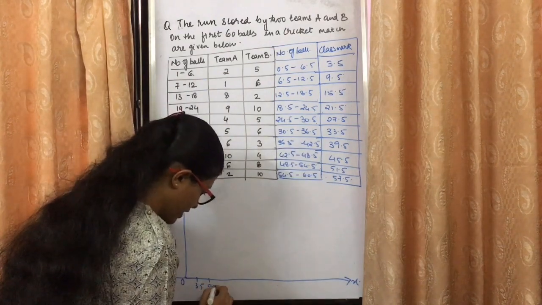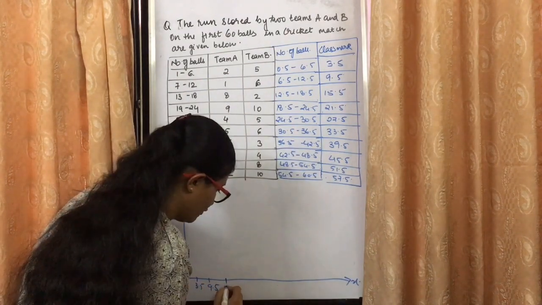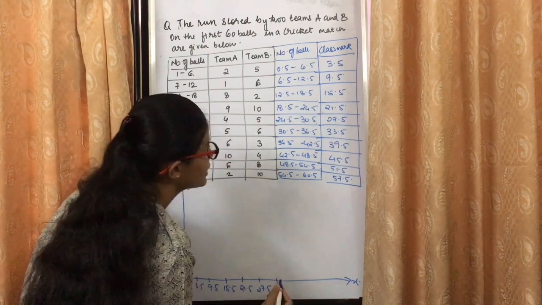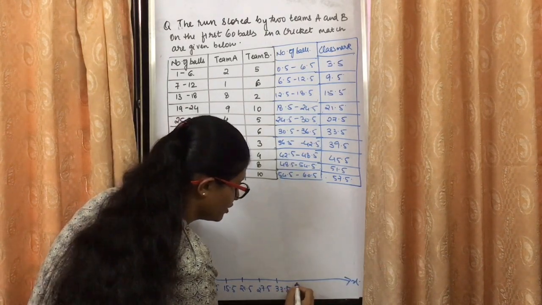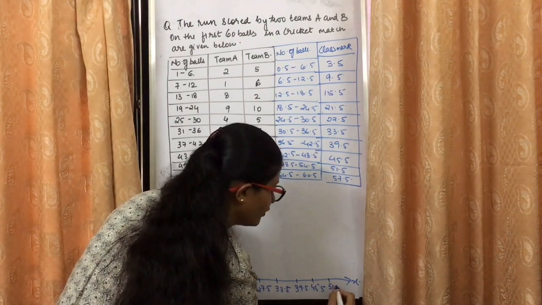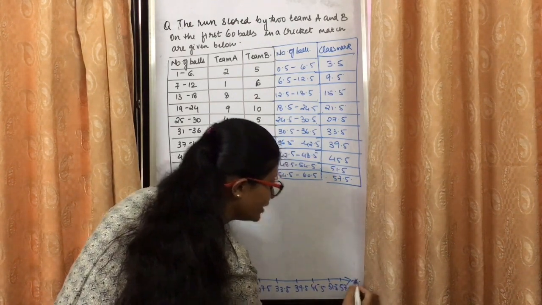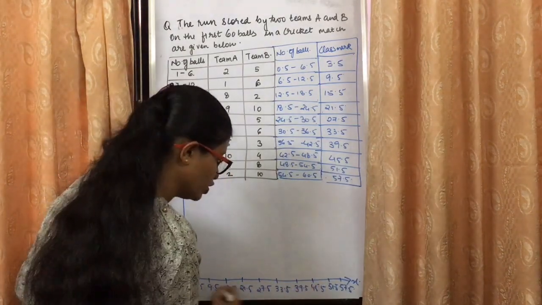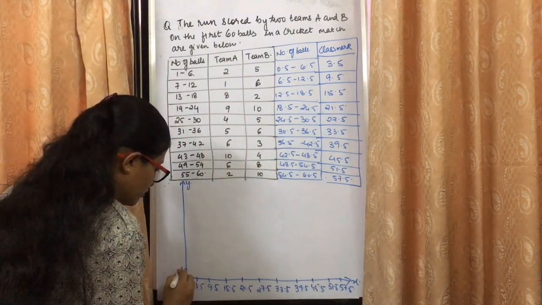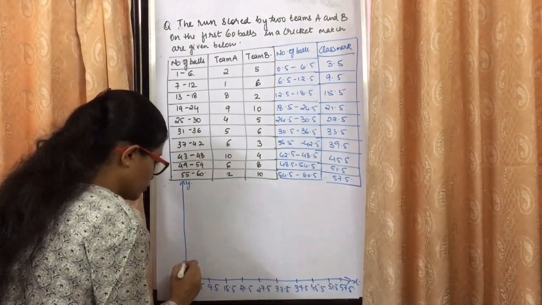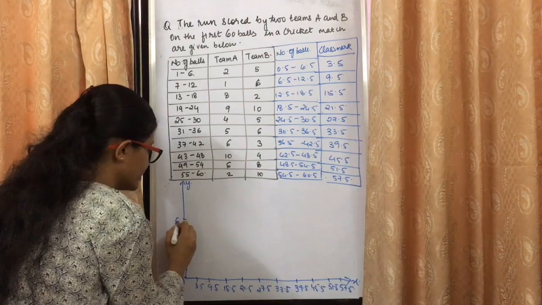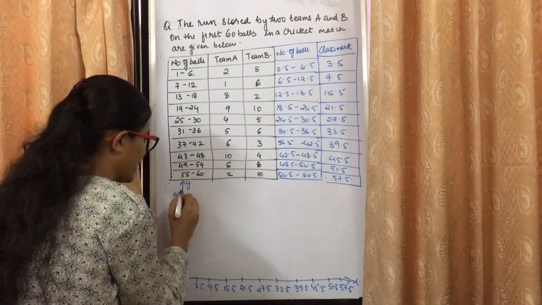3.5, 9.5, 15.5, 21.5, 27.5, then we have 33.5, 39.5, 45.5, 51.5 and 57.5. So these are my number of balls. So I need to mention here the number of balls. Now on y-axis I have the number of runs the team are going to score: 2, 3, 4, 5, 6, 7, 8, 9 and 10.